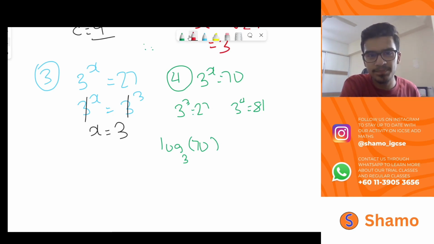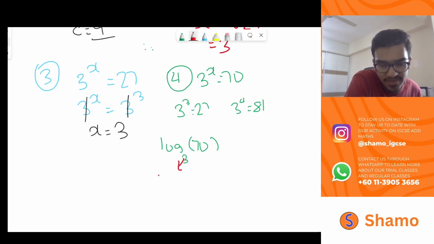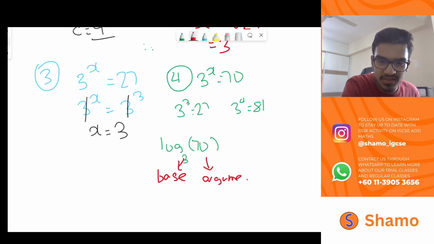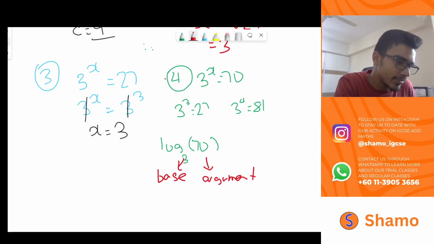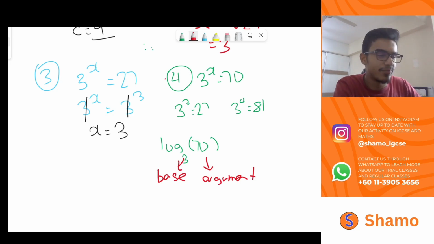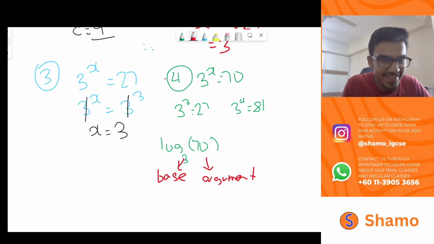So now what's going on? These numbers have some special names. This 3 is called the base. You could think of it as below log, so it's like the base of something, it's below something. And the 70 is the argument. Sure, you can think of them as fighting, their argument. But what does it tell you in terms of maths? Because we can't just say, oh, this is the base of a building and those numbers are arguing. You can't say that. So what does it mean in terms of maths?